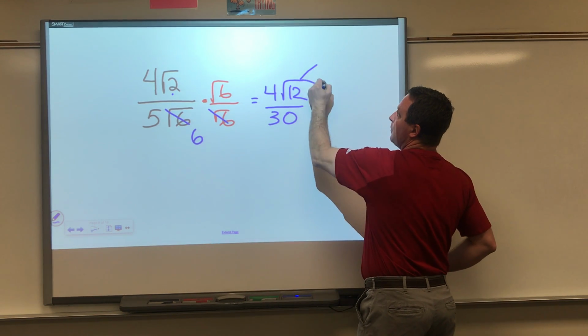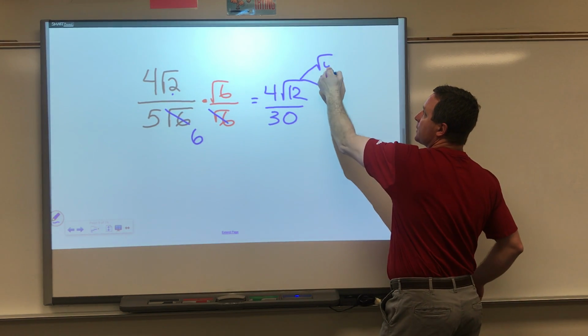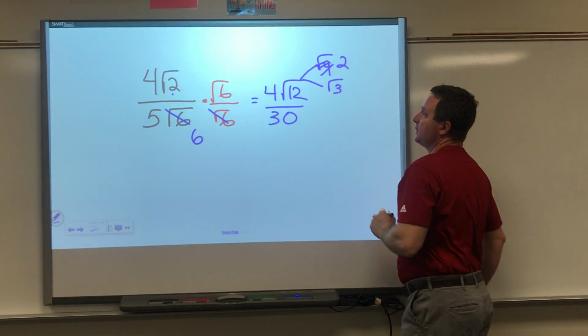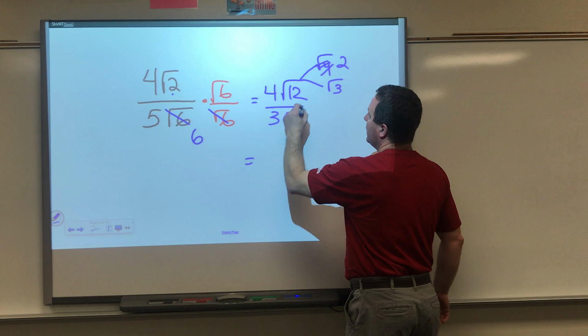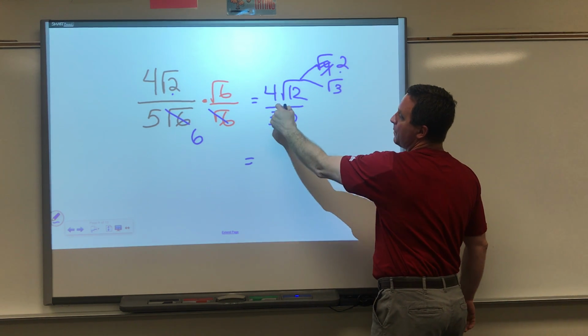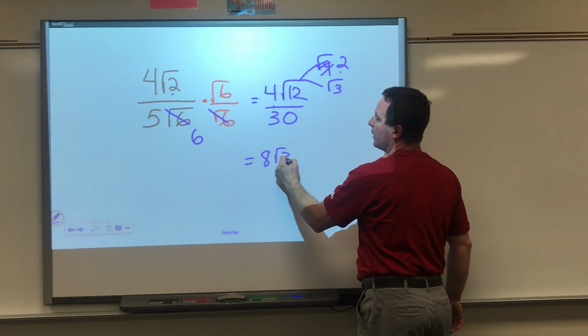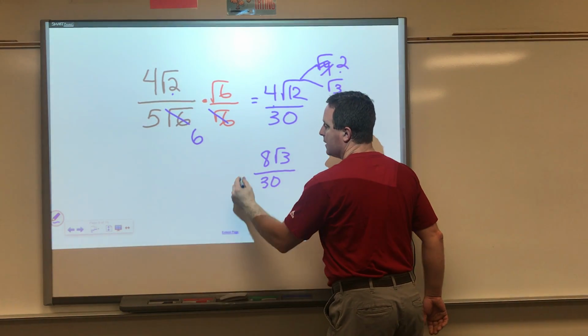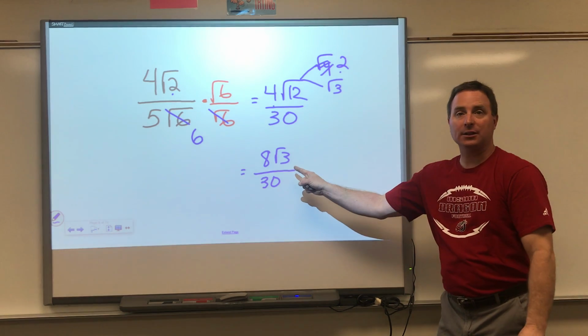Again, if I look at the radical part, if I go to my factor sheet, the square root of 12 is the square root of 4 times the square root of 3, and the square root of 4 turns into a 2. If I look at what I have now, a big 2 and a big 4 is 8 square roots of 3 over 30.